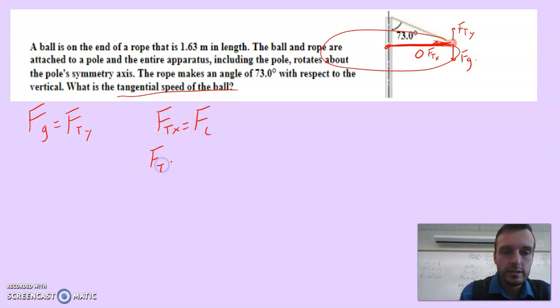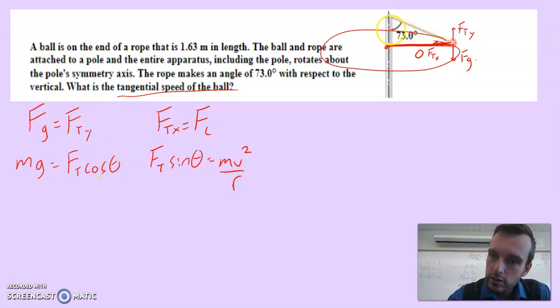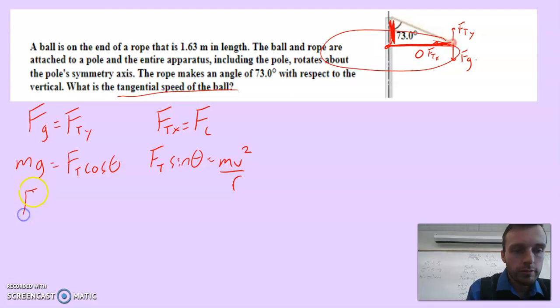So in this case, Ftx is actually Ft sine of theta equals, and remember centripetal force, memorize this equation, mv squared over r. On the other side, Fg equals mg, and Fty is going to be equal to Ft cosine theta. The y component like this is actually adjacent to the 73 degree angle here. What I'm going to do is solve for Ft in this equation. Ft equals Fg divided by cosine theta.